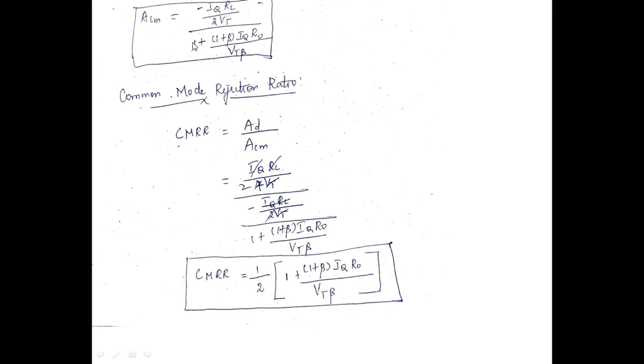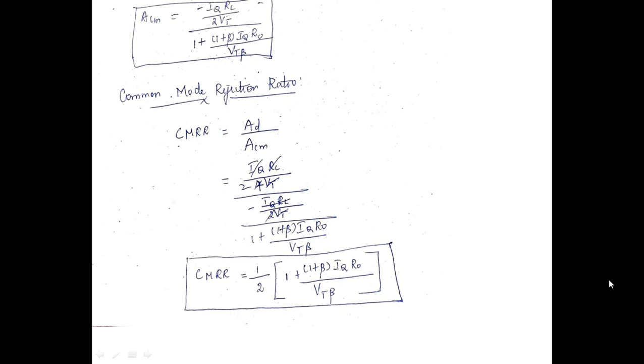From the differential mode gain and the common mode gain, we can calculate the common mode rejection ratio. The common mode rejection ratio is the ratio of the differential mode gain divided by the common mode gain. Substituting the differential mode gain equation and common mode gain equation here and cancelling all the other terms, I got the final equation of the common mode rejection ratio for the differential amplifier as 1 by 2 into 1 plus beta IQ R naught divided by Vt into beta.